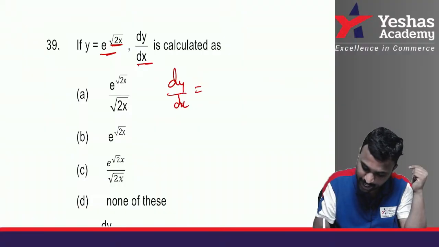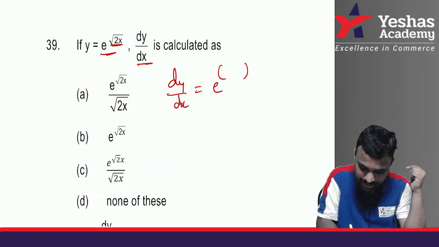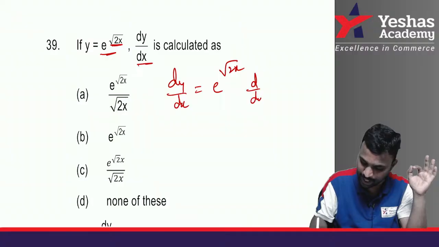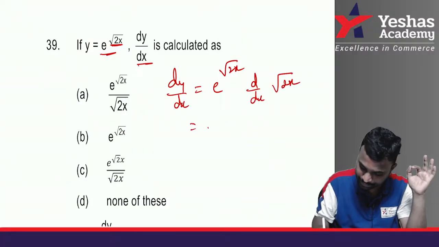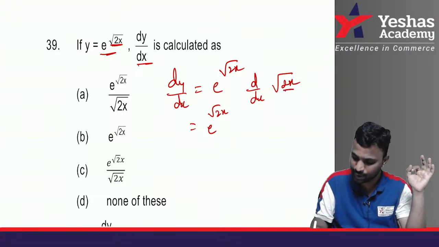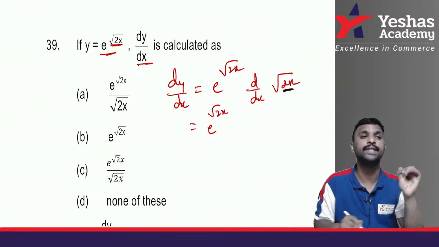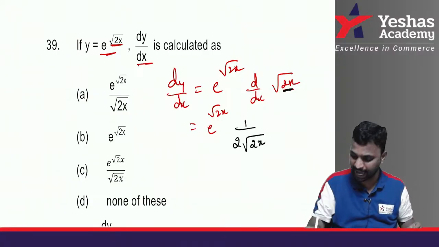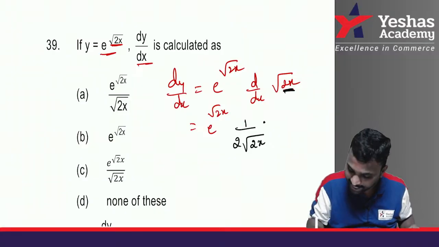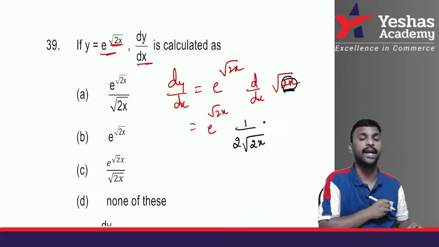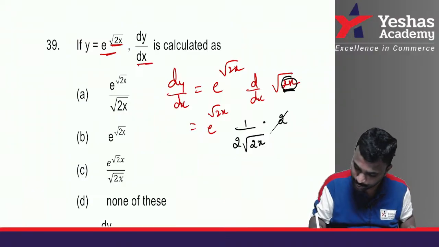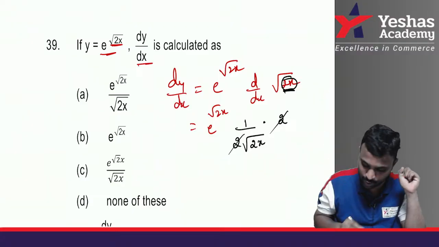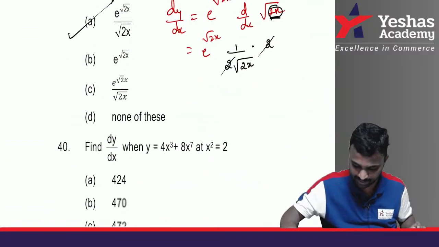Derivative of e power x is what? E power x only. But what is my x? Root 2x. Whatever is in place of x, that you have to differentiate. D by dx of root 2x. Guys, within the root, you can underline this. This looks like root x. Derivative of root x is 1 by 2 root x, but my x is actually 2x, so 1 by 2 root 2x it is, into d by dx of whatever has been underlined here. Derivative of 2x is what? 2. So 2 and 2 will get cancelled. Therefore the answer is e power root 2x divided by root 2x. Option A is the right answer.